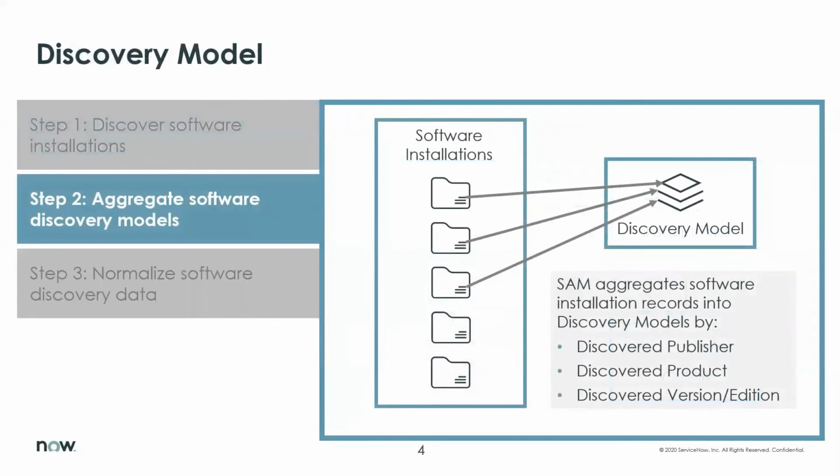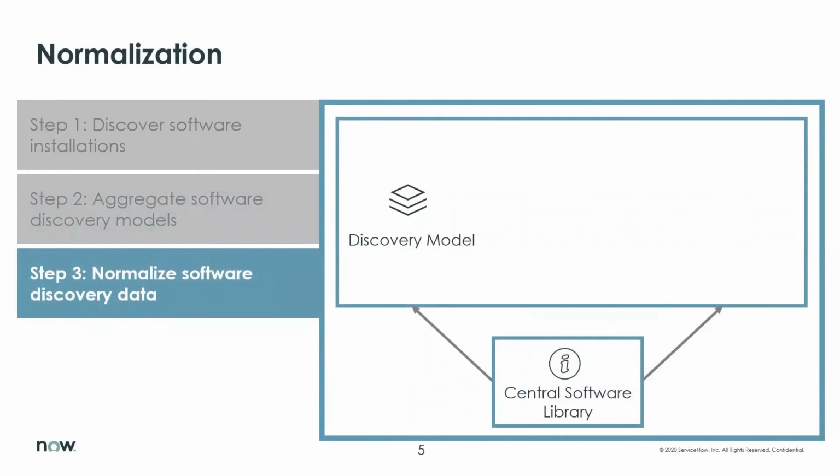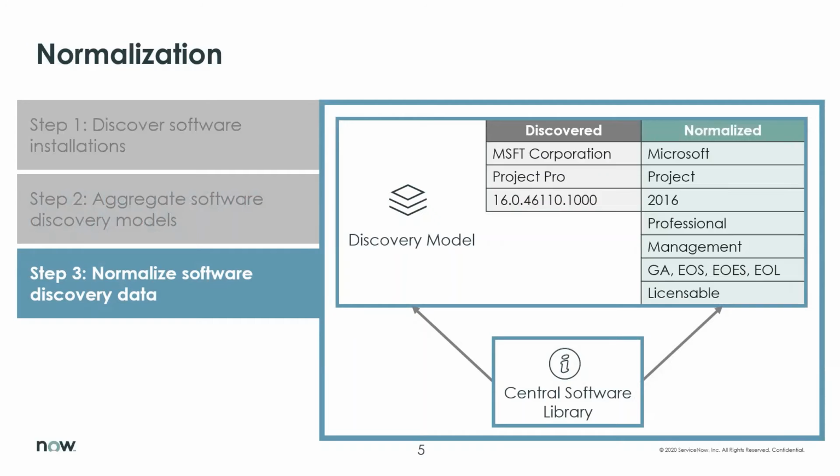The next step is to aggregate the software discovery models. Here's where we're taking the raw software installations and we are putting them into what we would call a discovery model. So here's where we look at the discovered publisher, product, and version. And then finally, step three is where we normalize the software, right? This is where we take that messy discovered data, we turn it into that very clean or flattened Microsoft Project 2016, and again, we enrich the data with those additional fields that you see.